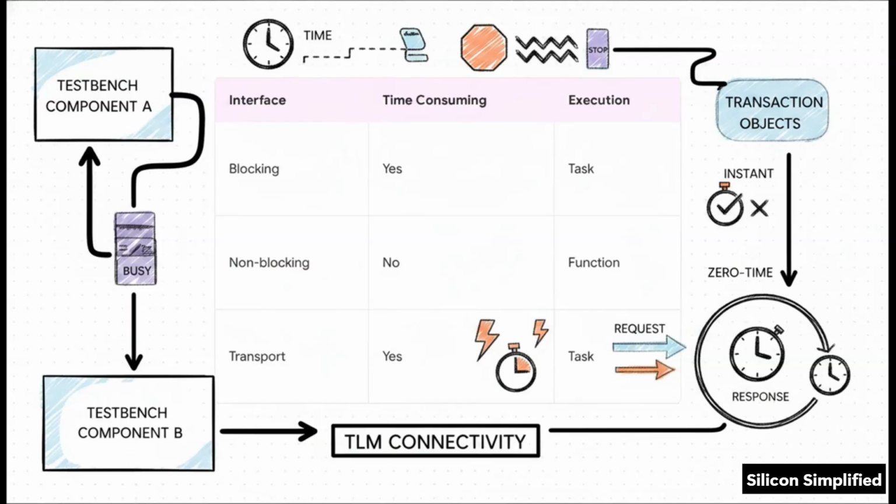Now, understanding the difference between these execution methods is absolutely essential. A blocking interface uses a SystemVerilog task, meaning it actually consumes simulation time waiting for the transaction to be sent or retrieved. A non-blocking interface uses a function, meaning it executes instantly in 0 time, though it might return a fail status if the target is busy. And finally, a transport interface does both a request and response in a single blocking call.